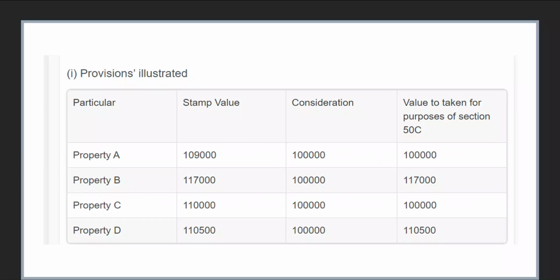Okay, so now let's see this, one second. Property A, stamp value 1,90,000, consideration 1 lakh. So the value to be taken for the purpose of income tax is 1 lakh. Okay, if the stamp value is 1,70,000, then 1,70,000. Property C 1,10,000, then 1 lakh. Property D 1,10,500. So is this clear? Just go through this.